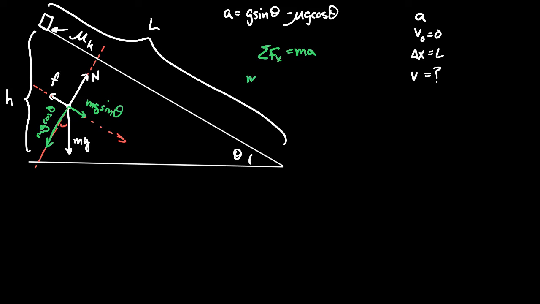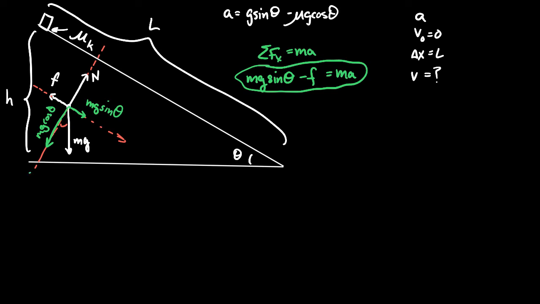mg sine theta is pulling the block down the ramp. Friction is trying to slow it. Together, they give us an acceleration. There you go. That's physics. That's all the physics tells us.